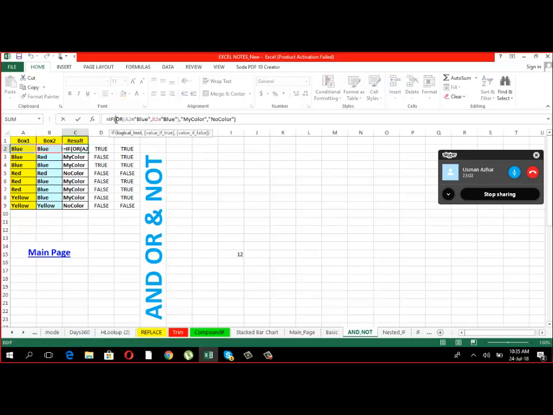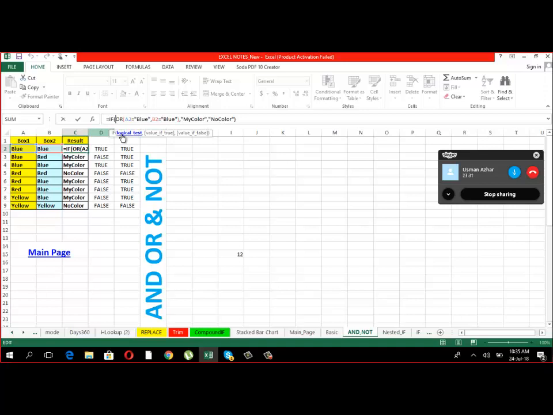Remember, if had the logical test, if A2 is greater than 90, remember? Now I've implemented the OR in the IF statement because I had to explain to you how to tackle such a situation. So if A2 is blue or B2 is blue, display my color. Otherwise, display no color. You get the point?